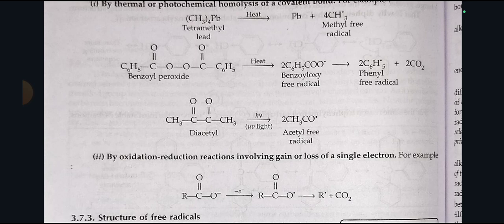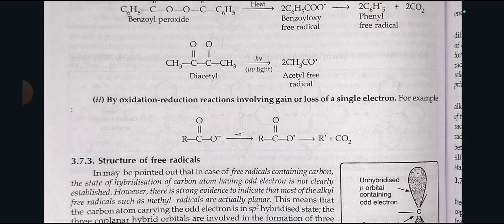C6H5C(=O)O–O–C(=O)C6H5, benzoyl peroxide, on heating gives 2 C6H5COO•, benzoyloxy free radical, which gives 2 C6H5•, phenyl free radical, plus 2 CO2. CH3CO–COCH3, diacetyl, in the presence of heat gives 2 CH3CO•, acetyl free radical.